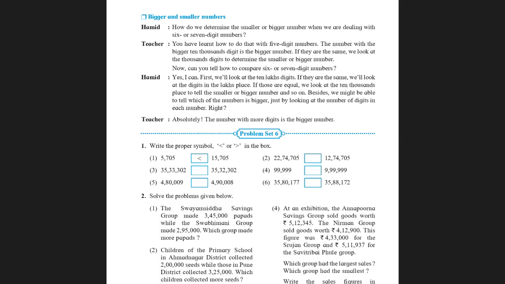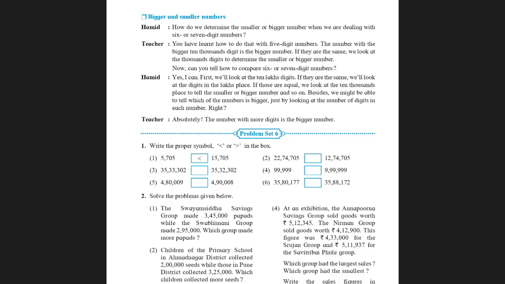Secondly, as it is explained here, we start from the 10 lakhs place, find out in both numbers whichever is a bigger one, then go to the lakhs place, similarly 10,000, 1000, 100, 10 and units place. This is the order that we must follow. That is from the left, go towards the right.